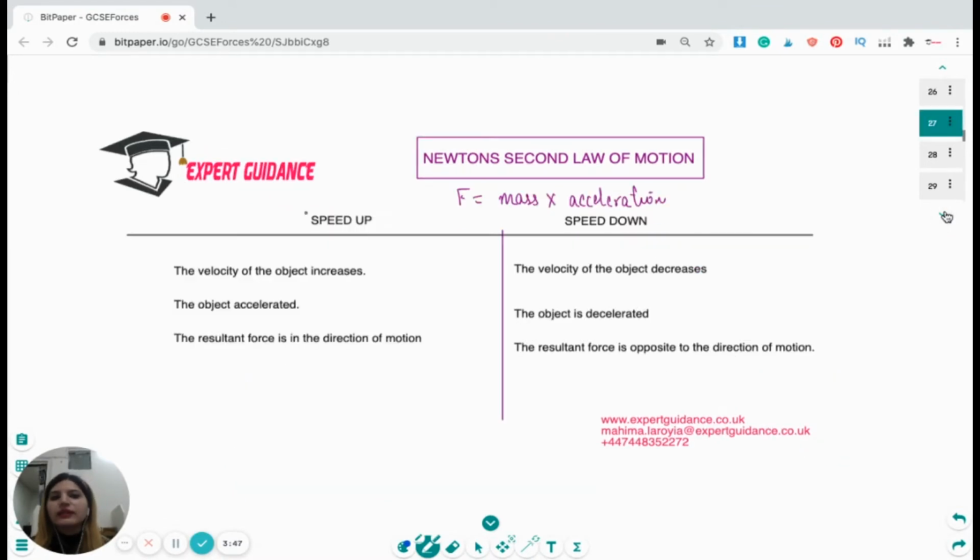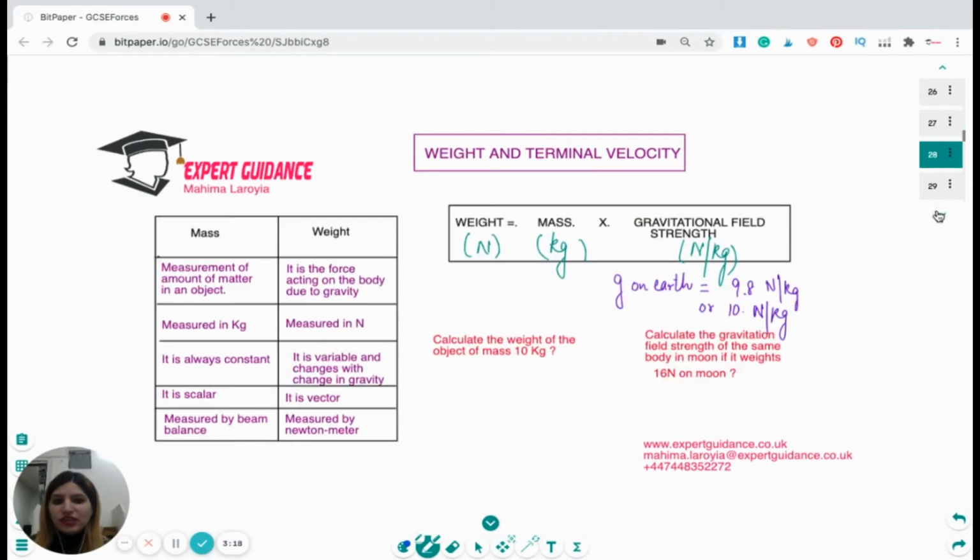All right. Now let us come to what we can interpret from Newton's second law of motion: force is mass times acceleration. If something is speeding up, it means that the velocity of the object is increasing. The object is accelerated. It means that the resultant force is in the direction of the motion. But if something is slowing down, it means that the velocity is decreasing, the object is decelerated, and the resultant force is in the opposite direction to the direction of the motion.